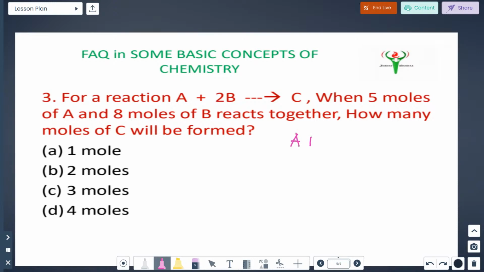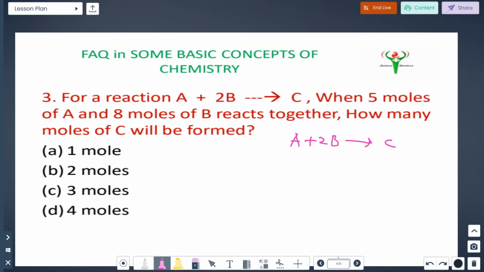A plus 2B gives C. Understood? Okay. See, in this type of question, you have to find out the limiting reagent. What does limiting reagent mean? Among the two reactants, which one is completely reacted? Okay, that's called limiting reagent.